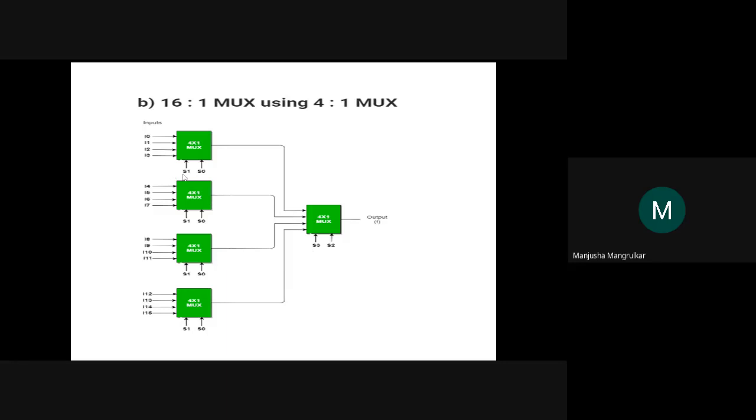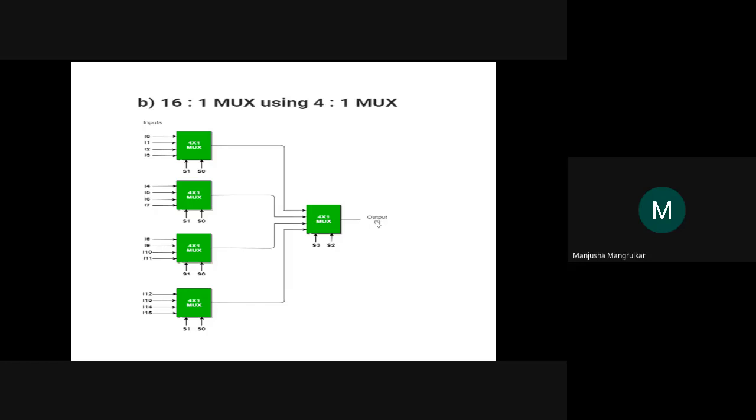Now we'll see only two conditions. Suppose the first condition is all are 0 0 0 0. If it is 0 0, these signals will come over here, and here also 0 0, these signals will come here, right? So only this input 0 signal will be the output when all my selector lines are 0 0 0 0. So that is a basic condition.